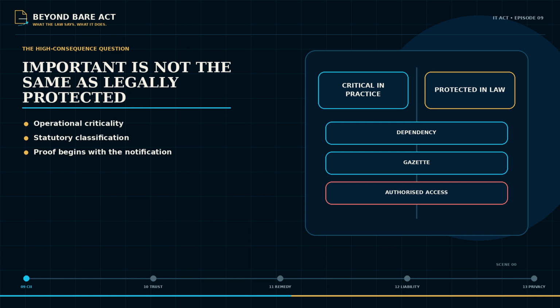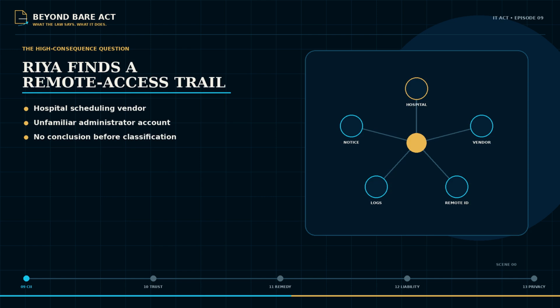Our fictional composite, Riya, works with a vendor supporting hospital scheduling software. She sees an unfamiliar administrator account make repeated remote access attempts. The activity looks serious. It does not yet prove who acted, why they acted, or whether the affected resource has been notified as a protected system. Riya's first task is therefore not accusation. It is disciplined triage. Preserve what she can lawfully preserve, identify the resource and its dependencies, find the relevant Gazette material, and escalate through the organisation's authorised security route.